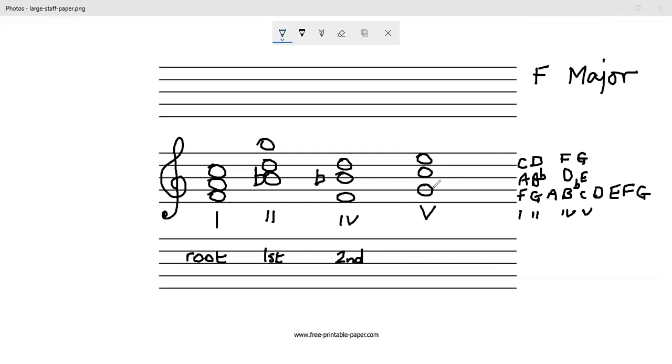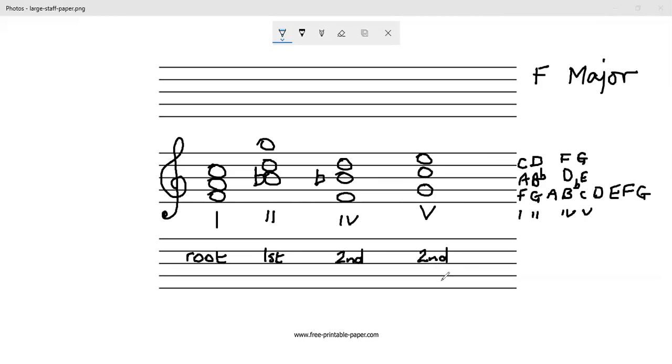And what about chord 5? If it was going to be root position, it would need C at the bottom. But it hasn't got C at the bottom, it's got C in the middle. So what will that be? Will that be first inversion or second inversion? That's going to be second inversion, isn't it? Going to be second inversion.